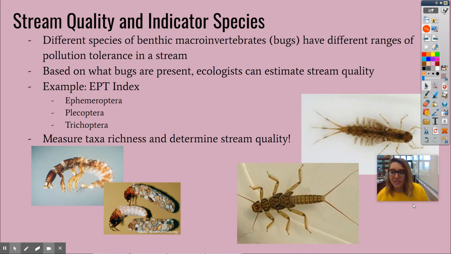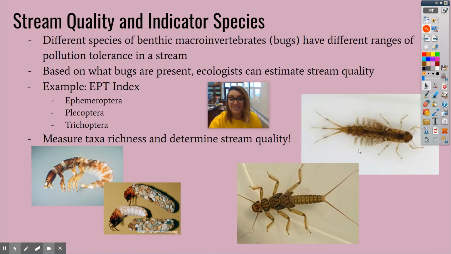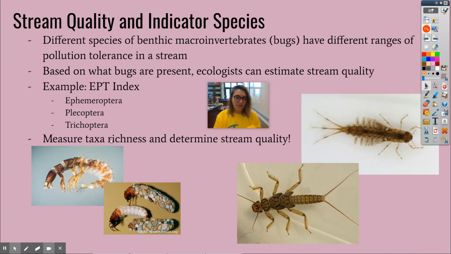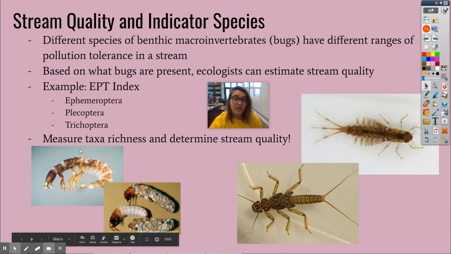It looks at three different types of benthic macroinvertebrates, again, bugs. This is an ephemeroptera, this is a plecoptera, and this is a trichoptera, which were always my favorite. They're really adorable. They make these little sleeping bags out of pebbles, and it's really cute. You can measure the taxa richness in these three groups, and that'll give you a pretty decent picture of stream health. Trichoptera are very pollution intolerant.